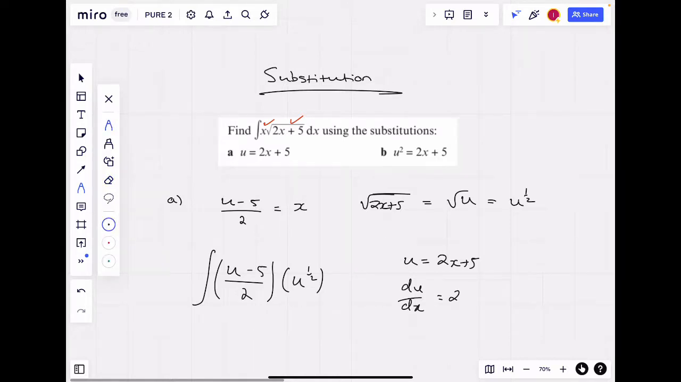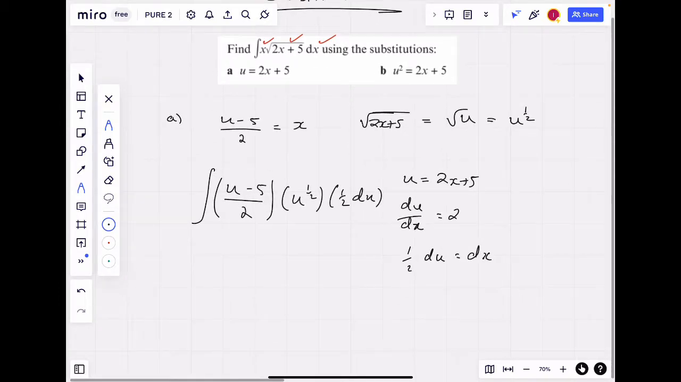Now you want to make dx the subject of the formula. So a half du is equal to dx. That's what you're going to substitute for dx. So a half du. So that's that last one done. Now that everything is in terms of u, you can simplify your integral and then you can actually integrate. So try that. Try simplifying whatever's inside the integral, all those brackets, and then integrate for me, please.